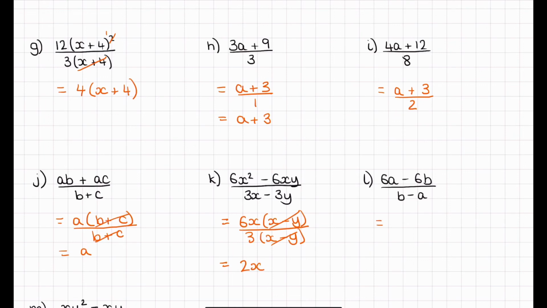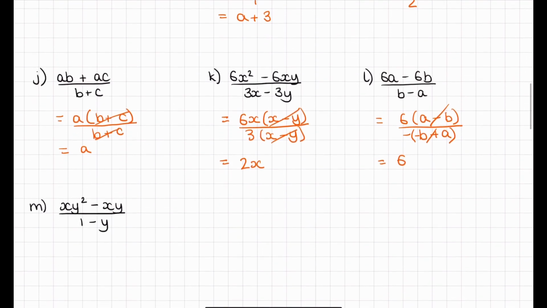L slightly differently. So in this one, you see we've got, at the top, if we factorise out the 6, we're going to end up with an a minus b. And the bottom, we've only got a b minus a, which they're slightly different. So what we can actually do with the denominator is, if we factor out a negative, we'll end up with negative b plus a in the brackets, and that is the same as a minus b. So they will cancel, and we'll be left with 6.